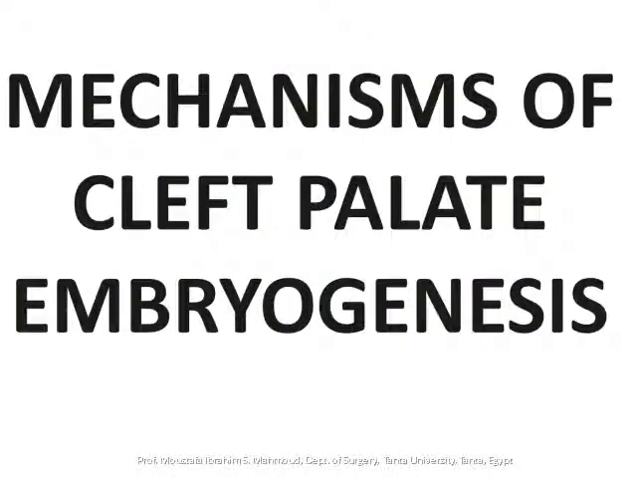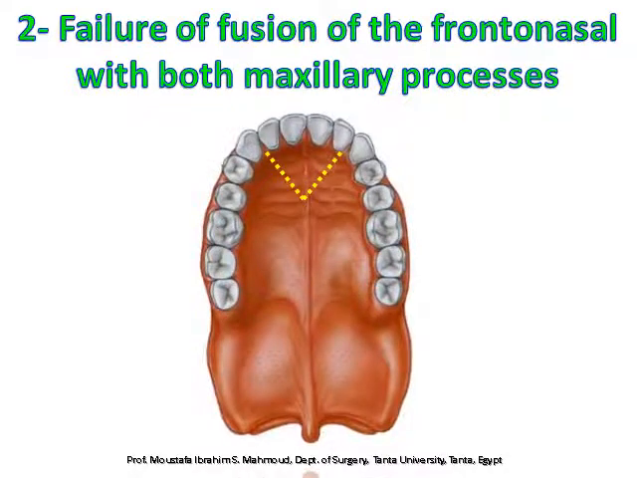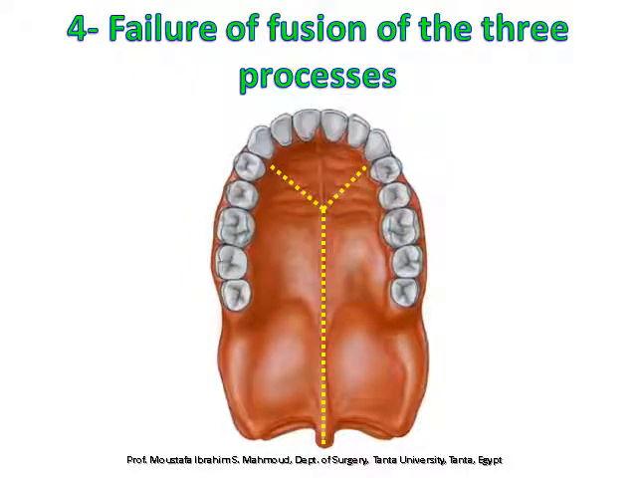Mechanism of cleft palate embryogenesis. Failure of fusion of the frontonasal with one maxillary process. Failure of fusion of the frontonasal with both maxillary processes, or failure of fusion of the two maxillary processes, partial or complete. Failure of fusion of the three processes.